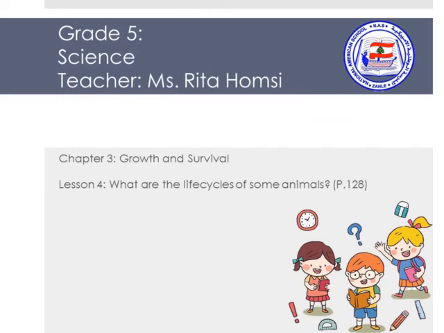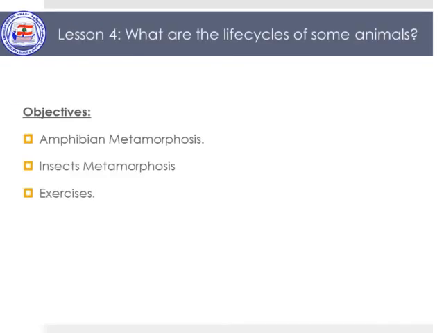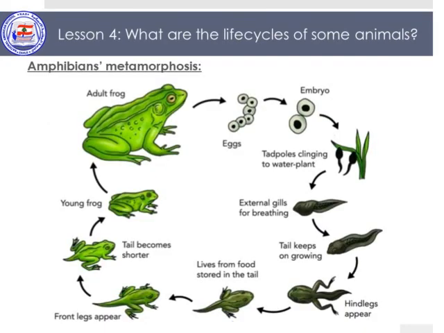Today we will continue explaining Lesson 4, What are the life cycles of some animals? So please open your books on page 128. Today we will be explaining amphibian and insects metamorphosis and solving some exercises. We previously said that amphibians and insects go through metamorphosis, which means that they change the way they look by going through a series of steps.